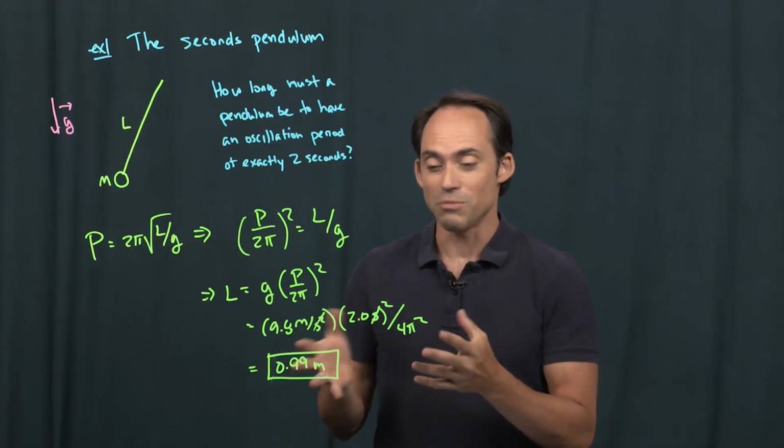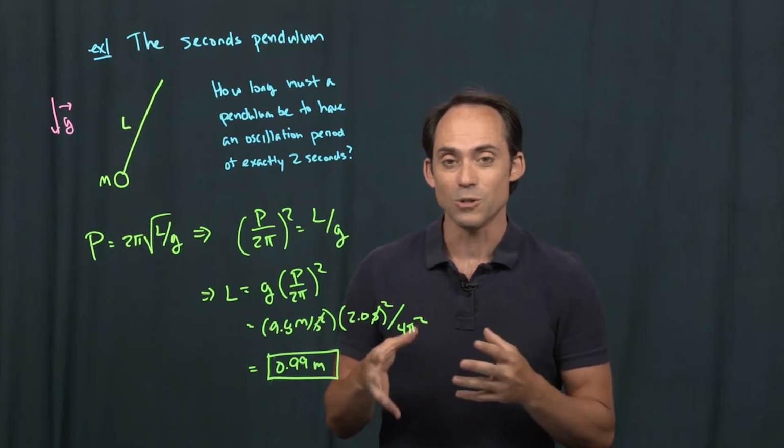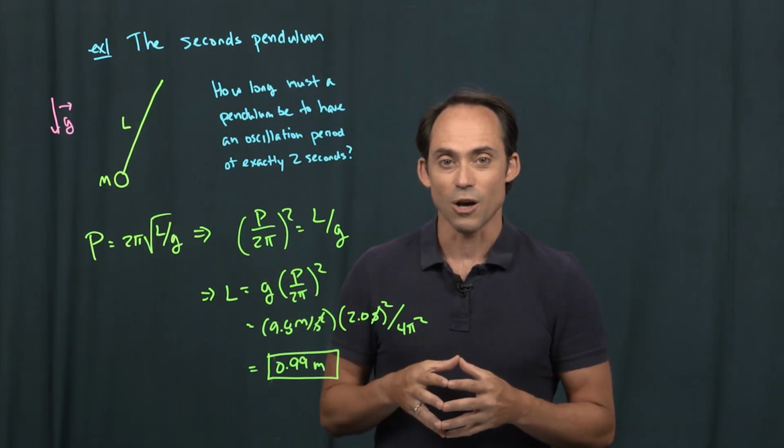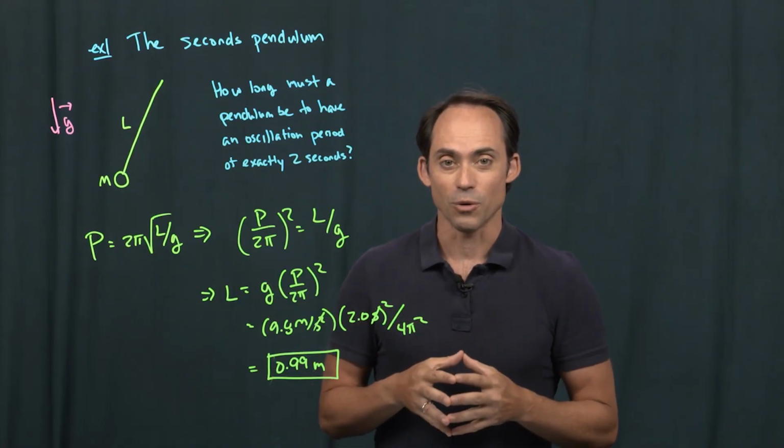So this is a little historical fact about pendulums, but this is also an example of how we can use the period equation to solve for the length or the surface gravity or whatever we're trying to look for in this kind of system.